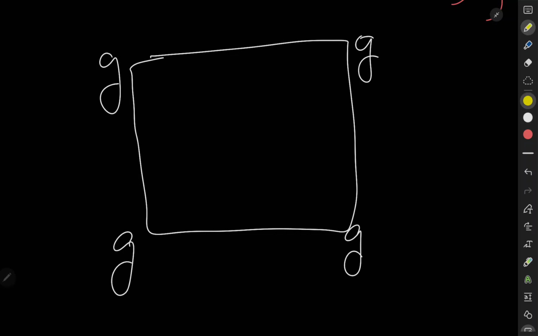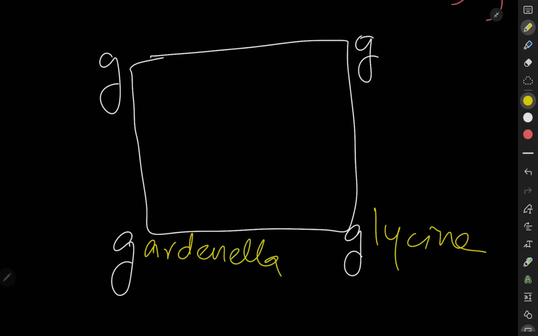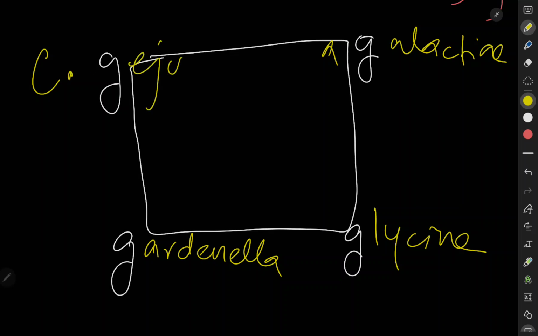This is a G box. G for glycine, G for gardnerella, G for agalactiae, and G for campylobacter, C. jejuni. Obviously it is J, but I've considered it to be G for phonetic components of the mnemonic.